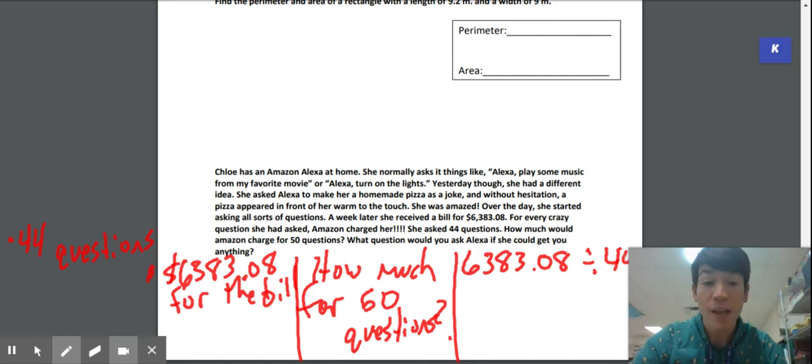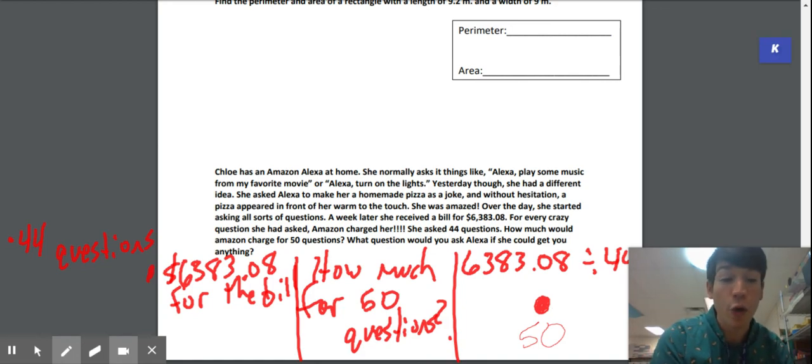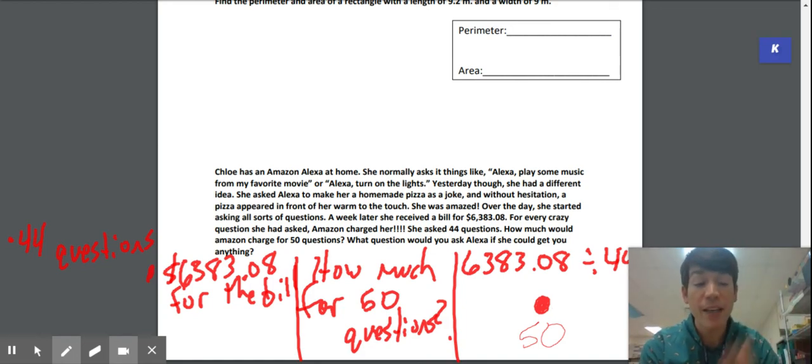If I divide by 44 here, that's going to tell me the cost of one single question. Now, if I can find the cost of one single question, I can find the cost of 50 by multiplying that number by 50. So think about that as you're going through, finding the cost of one question by doing that division, which will then give us the cost if we multiply by 50 for 50 questions. I encourage you to give that a try.